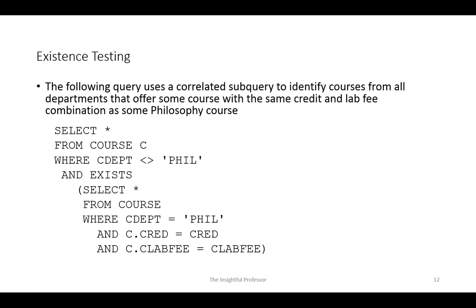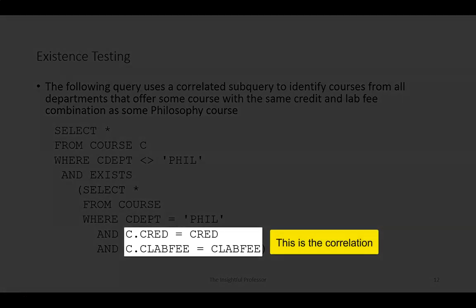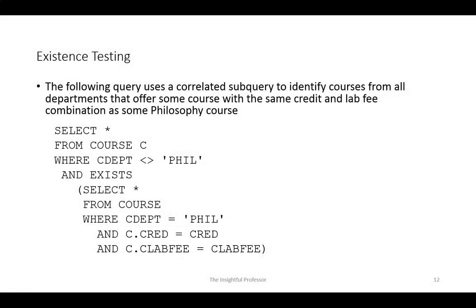So here we're selecting from the course table and excluding philosophy department courses. And then we have our condition where we're looking for rows in the course table that are philosophy department courses, and the credit of those courses is the same as the one that I'm looking at now, C.credit, and the lab fee is the same as the one I'm looking at now, C.lab fee. So that's where the correlation comes in. So I'll leave it to you to review what we've talked about and verify the accuracy of this query.